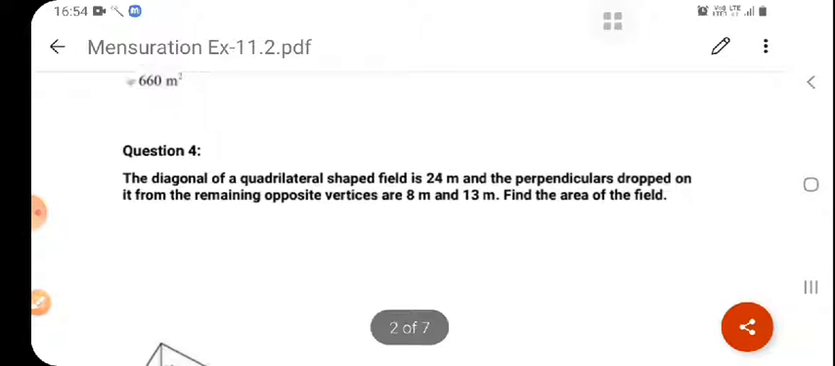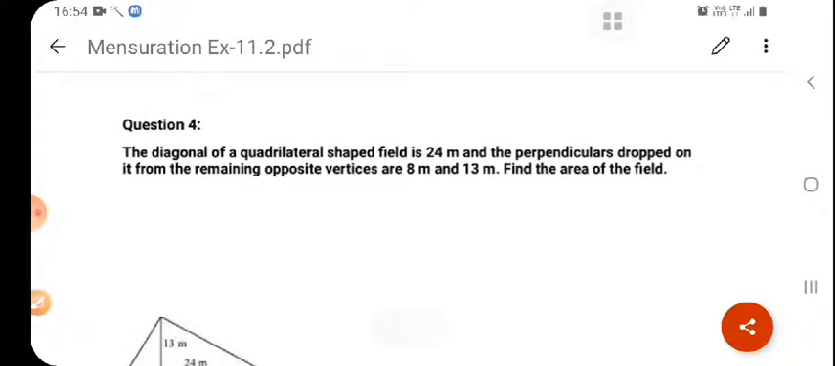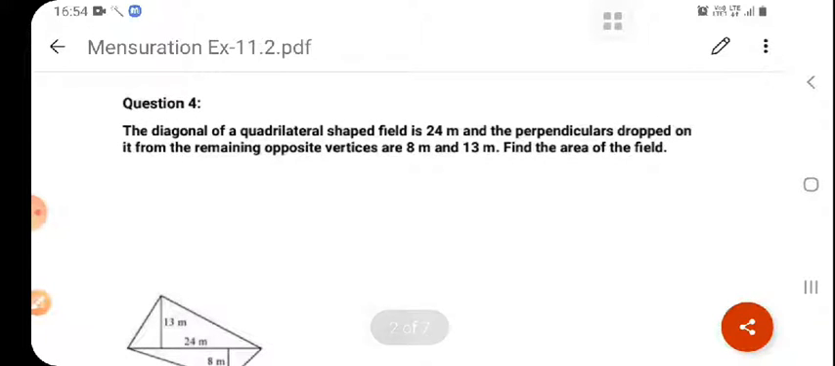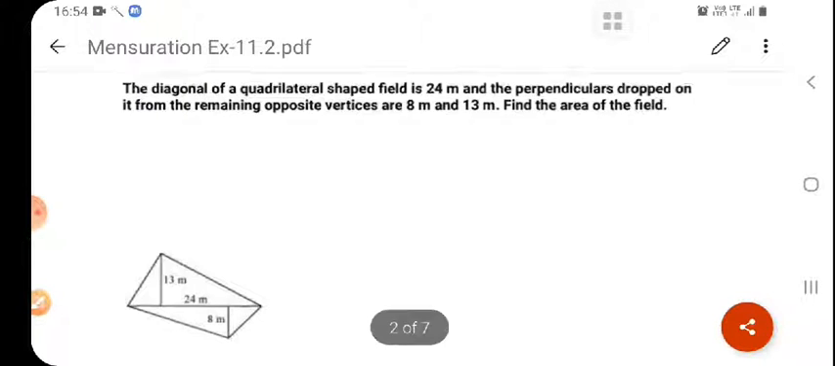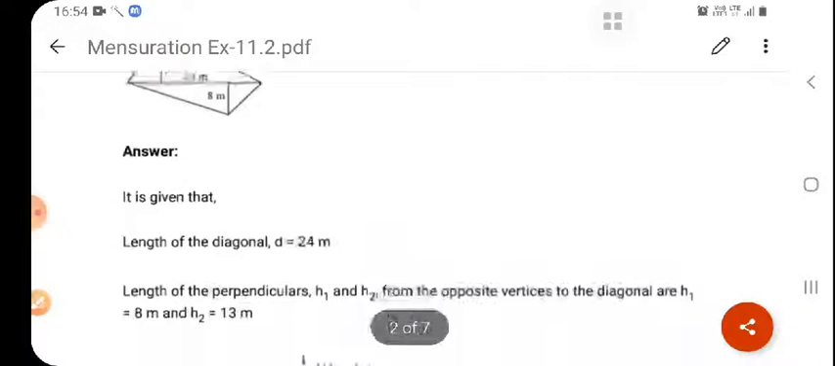Okay, so question 4. The diagonal of a quadrilateral shaped field is 24 meter and the perpendiculars dropped on it from the remaining opposite vertices are 8 meter and 13 meter. Find the area of this field. So here is the diagonal of the quadrilateral shaped field, which is 24 meter, and the perpendiculars dropped on it are 8 meter and 13 meter.